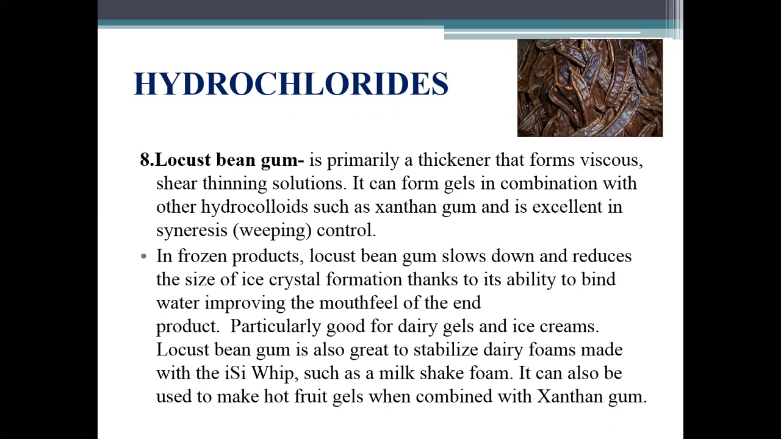product. In frozen products, locust bean gum slows down and reduces the size of ice crystal formation, thanks to its ability to bind water, and improves the mouthfeel of the end product. It's majorly used in producing ice creams, particularly good for dairy gel or ice creams. Locust bean gum is also great in stabilizing dairy foams made with the isi whipper, such as milkshake foams. It can also be used for making hot fruit gel when combined with xanthan gum.